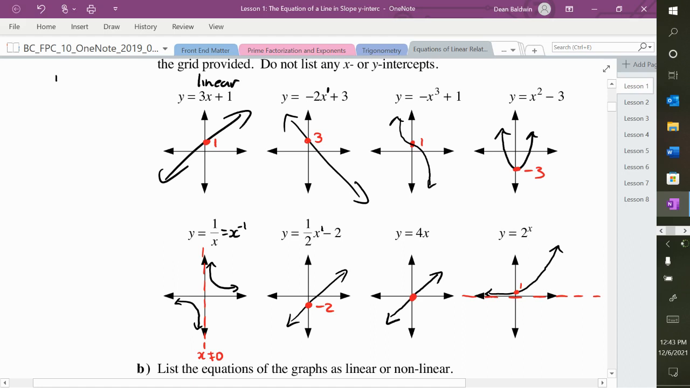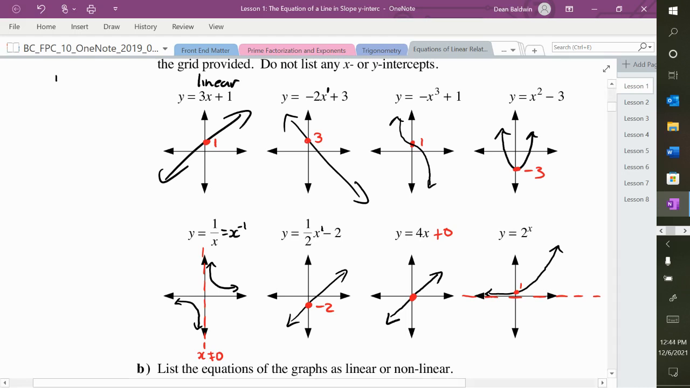It's the constant term, the term that doesn't have a variable. This one would be +0. So that's your first clue. What's the x value at the y-intercept? 0. So when you put 0 into these equations, that term disappears and you're left with just the y-intercept: 1, 3, 1, -3, -2, and 0. That's how I know the y-intercept part.